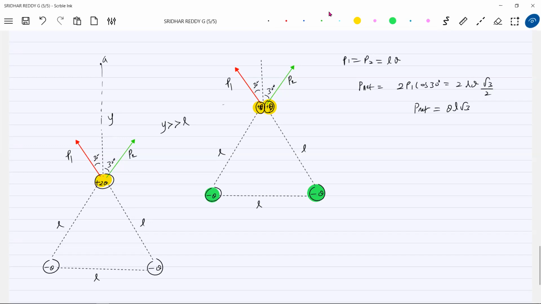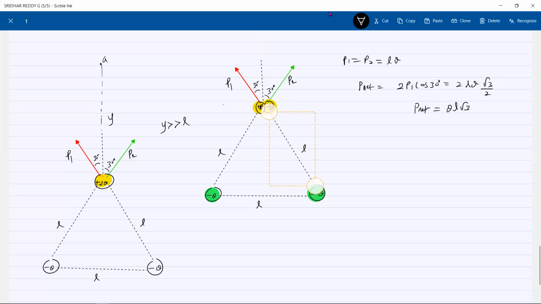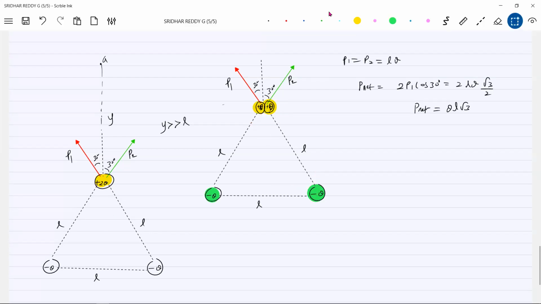So tell me what is the option. First, you are going to find the field due to this 2Q charge, next due to these negative charges. Then you are going to take the vector sum. Since I have given the condition y very much greater than L, what is the best alternative? Replace these three point charges by one dipole. You can just replace them with one equivalent dipole. That's all.